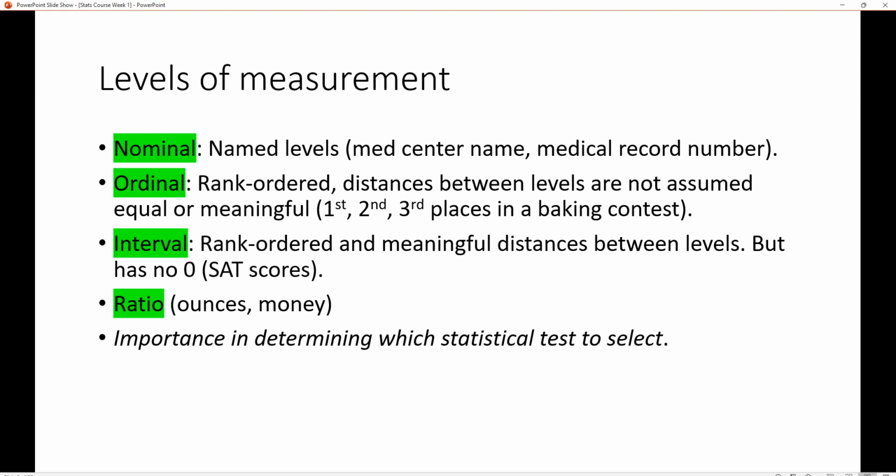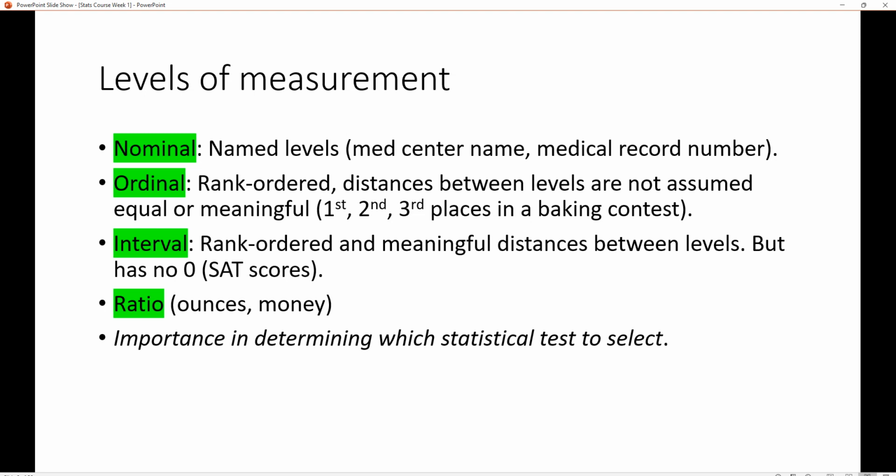Our next level of measurement is ordinal. These are rank-ordered. Distances between levels are not assumed equal or meaningful. For example, first, second, and third places in a baking contest. The value of 1 between each level doesn't have any numeric meaning to it.